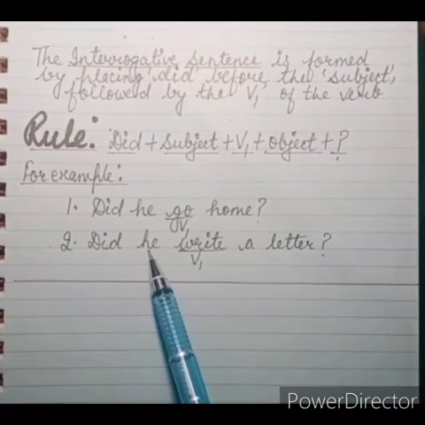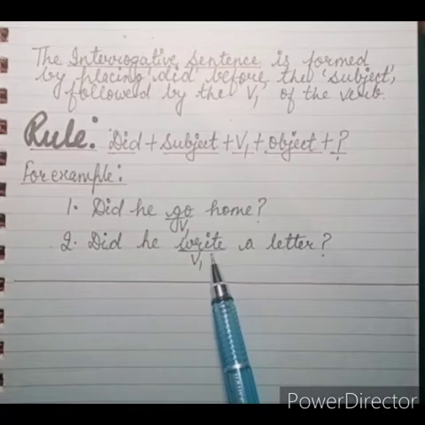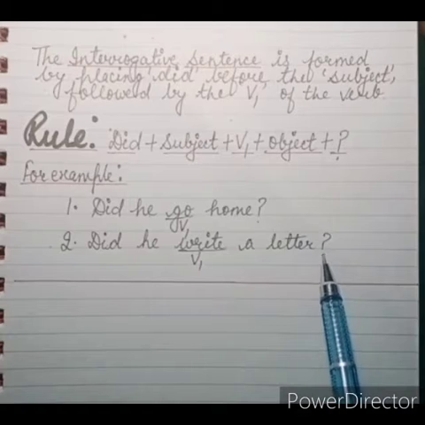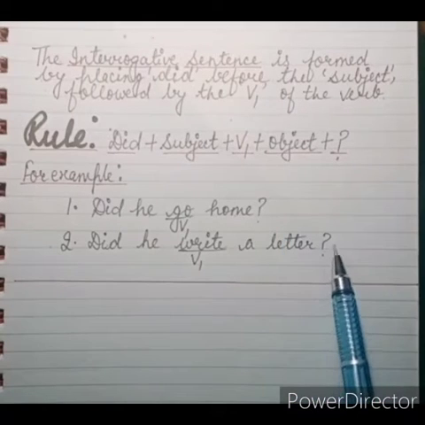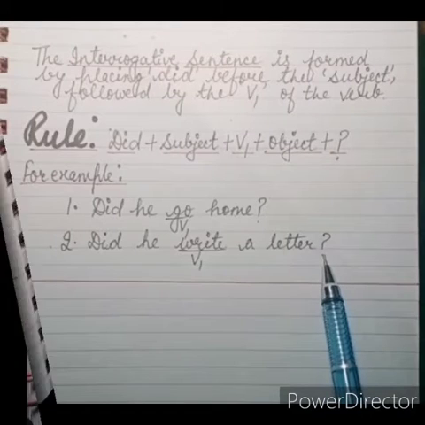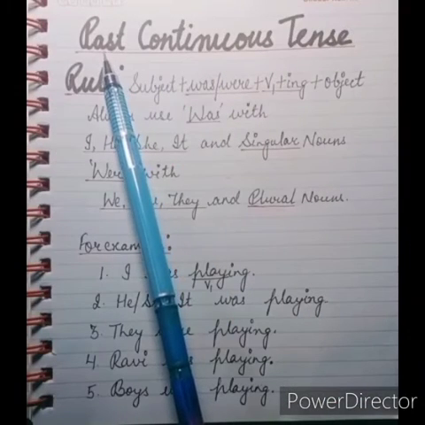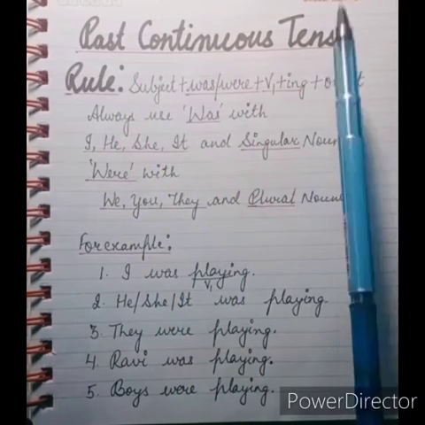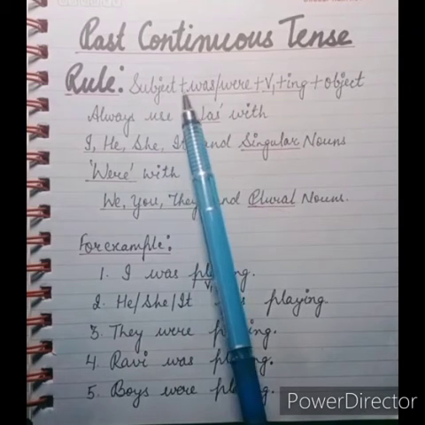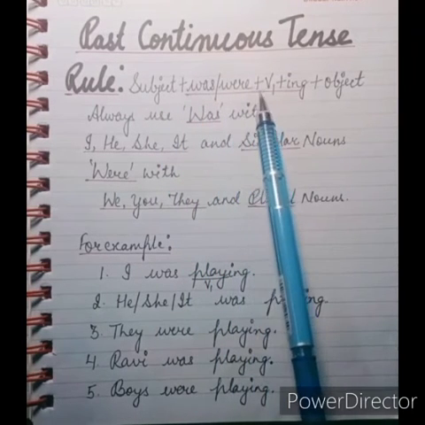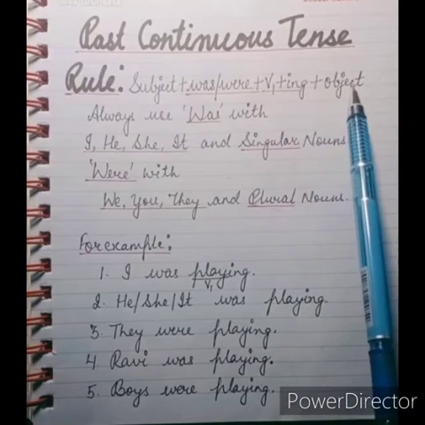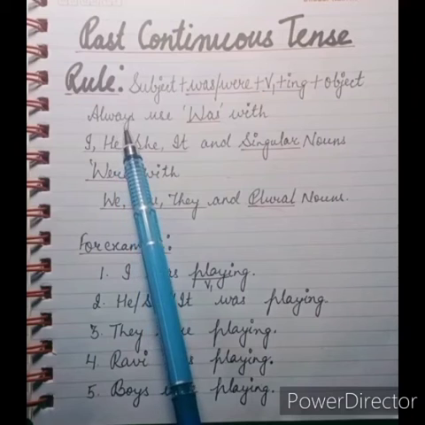Similarly, he is followed by did, first form of the verb and the object, and keep this in mind. For an interrogative sentence, you have to put the sign of interrogation at the end of the sentence. Moving further with the past continuous tense. For an affirmative sentence, the rule is subject plus was or were plus first form of the verb plus ing plus object. Always keep this in mind, children.